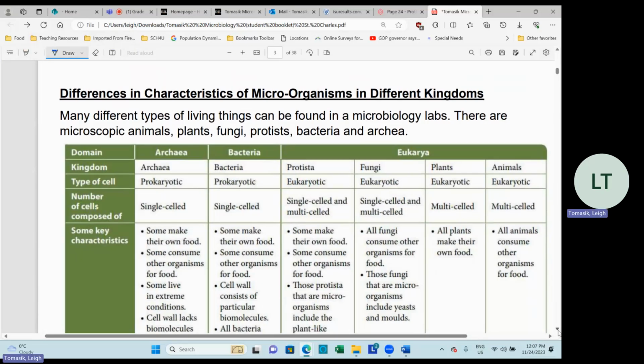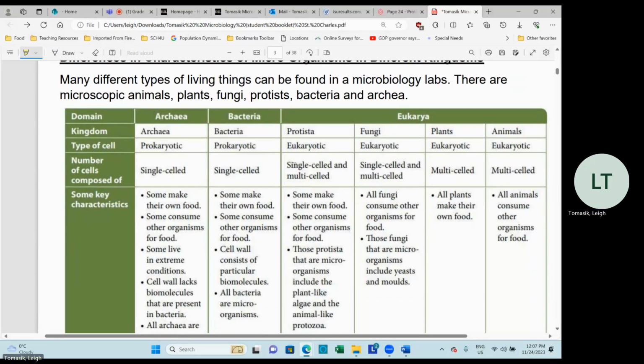So we talked a little bit about kingdoms. Kingdoms are large groups of organisms based on traits that they have, based on characteristics they have. So many different living things can be found in microbiology labs. There are microscopic animals, plants, fungi, protists, bacteria, and archaea. So how do we tell the difference? We have a little chart that has some of their characteristics.